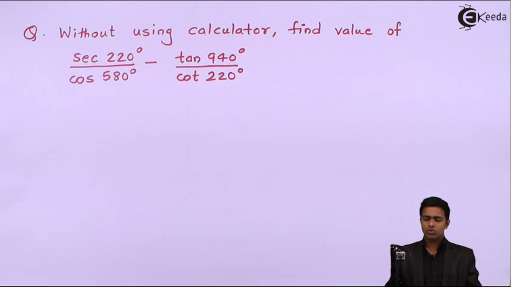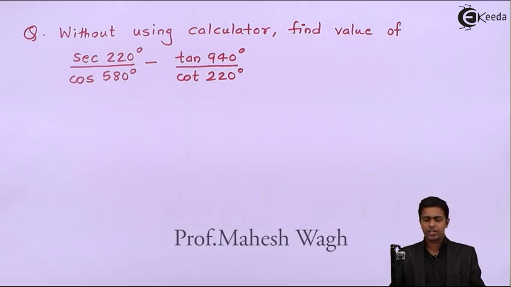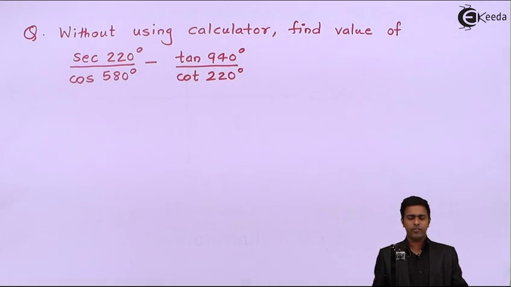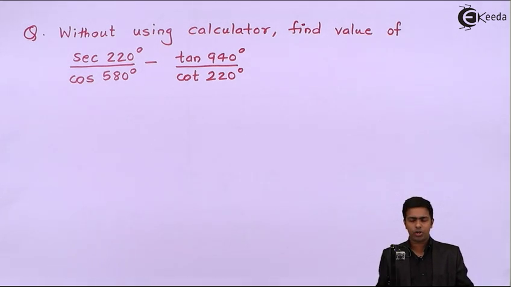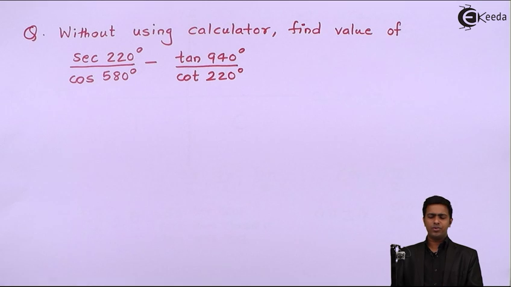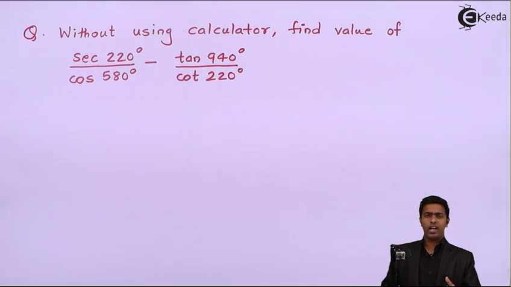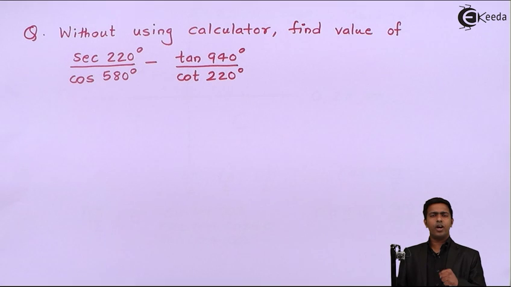Hello friends, so here in this problem we have to find out the value of sec 220 degree upon cos of 580 degree minus tan of 940 degree upon cot of 220 degree without using the calculator and the log table. Now the question arises how to find out the value of such big angles without using calculator and log table. So it's very simple.